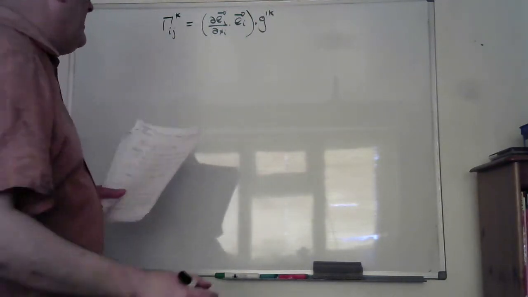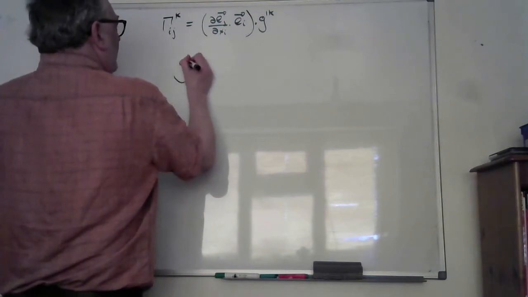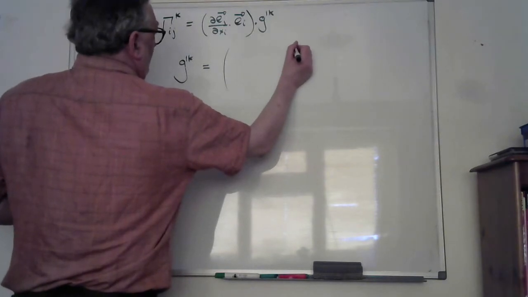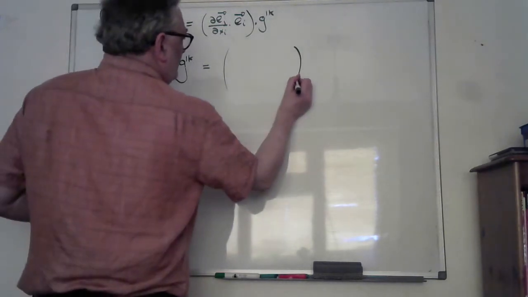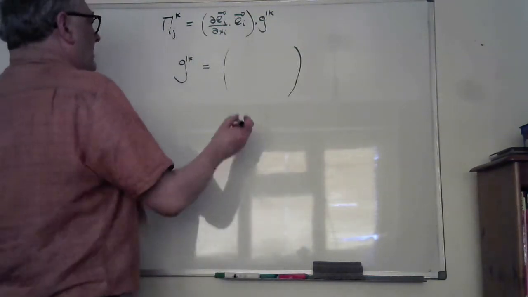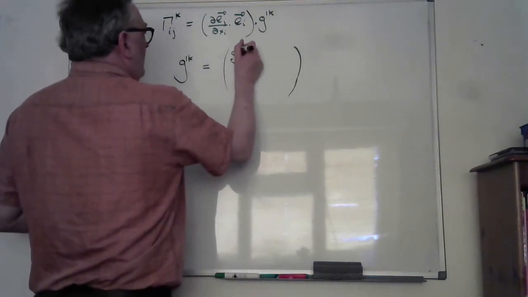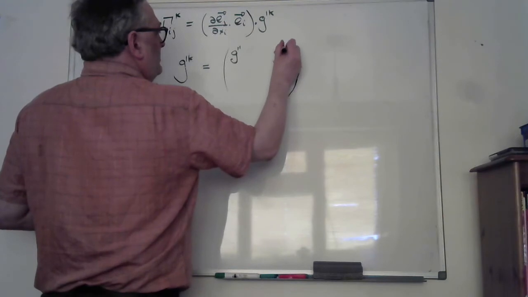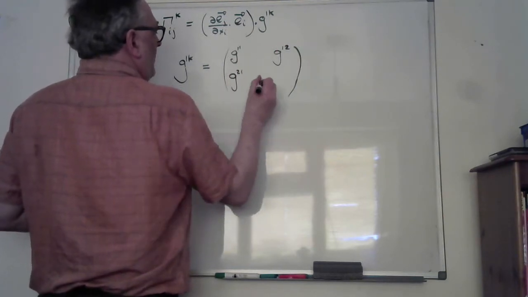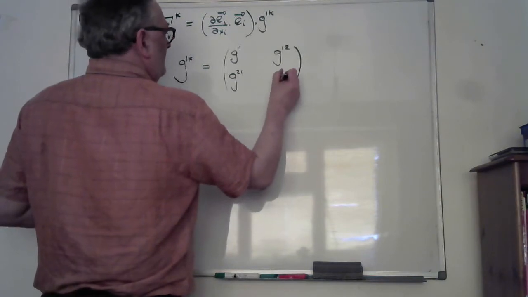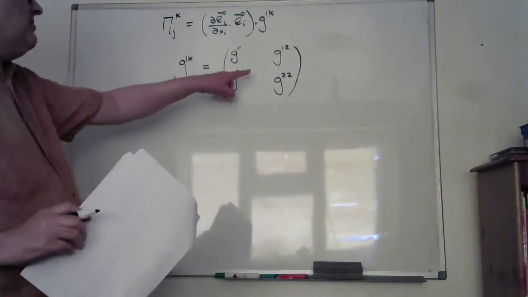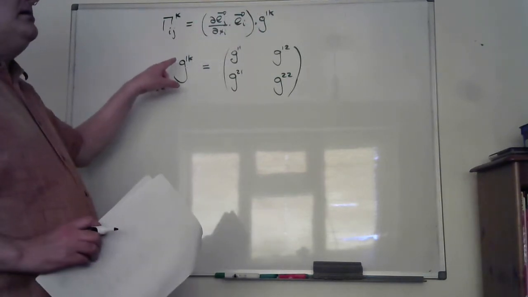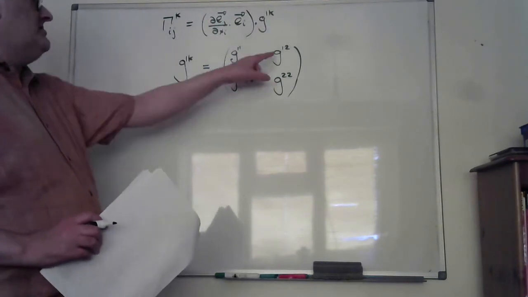But what are the g^lk? Well, the g^lk is actually a matrix. To all intents and purposes, in our case, it's a 2 by 2 matrix, and it has entries of g11, g12, g21, and g22. So these are all the components of the g^lk, the g superscript lk. And so these should all be superscripts.